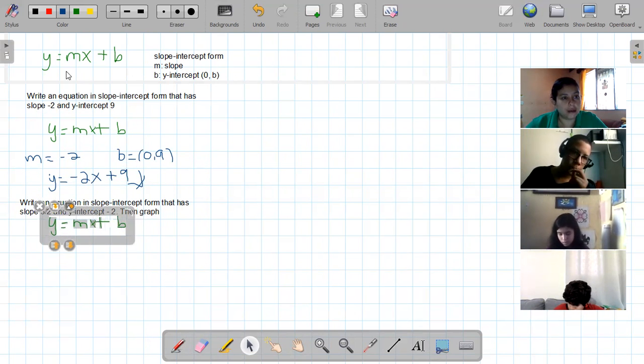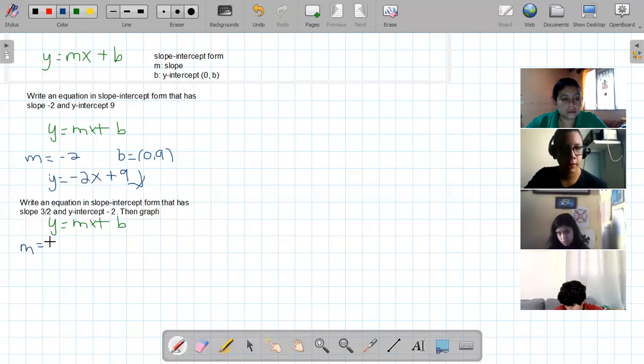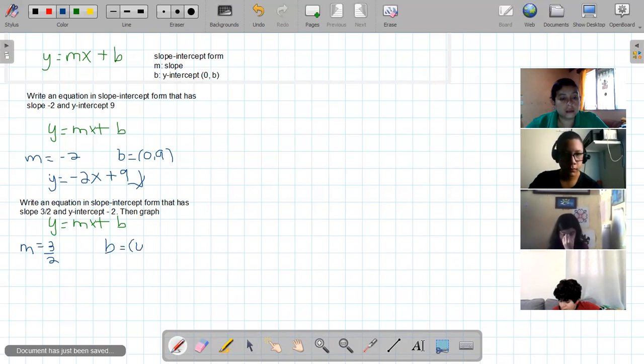Okay, so again, we copy our equation always, and now we identify our slope. What is the slope according to the exercise? M is equal to 3/2. It is already a fraction, so we don't place an over 1. We leave it like that. Only when they give us an integer, then yes, we pass it to a fraction. And the intercept is (0, -2).